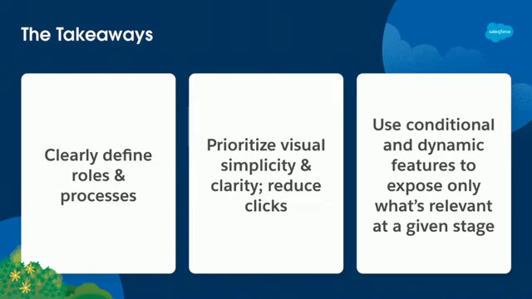Think about your simplicity. So, bringing the specific fields forward, and we want to reduce clicks, right? Whatever they need, put it on that front page, and hide the things that they don't necessarily need down below. And then finally, we can use conditions and dynamic features to expose what's really relevant for a certain part of our record and the process that goes along with that.